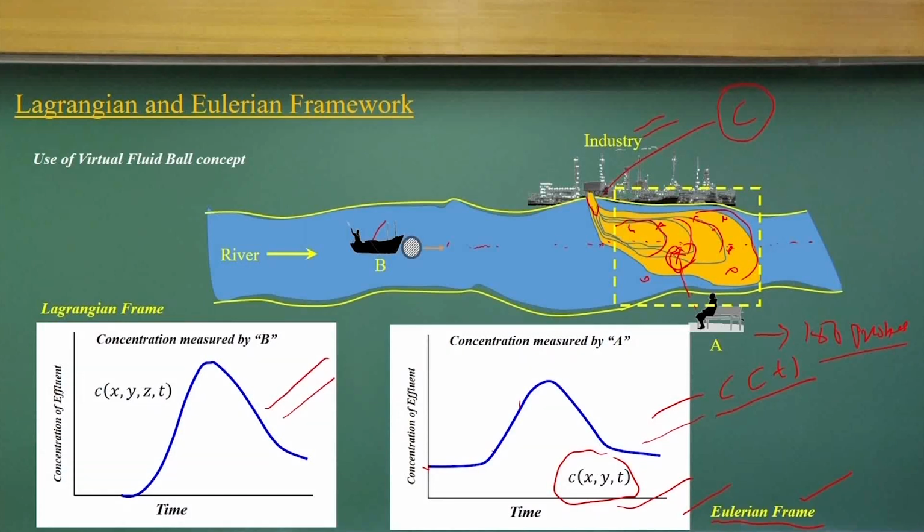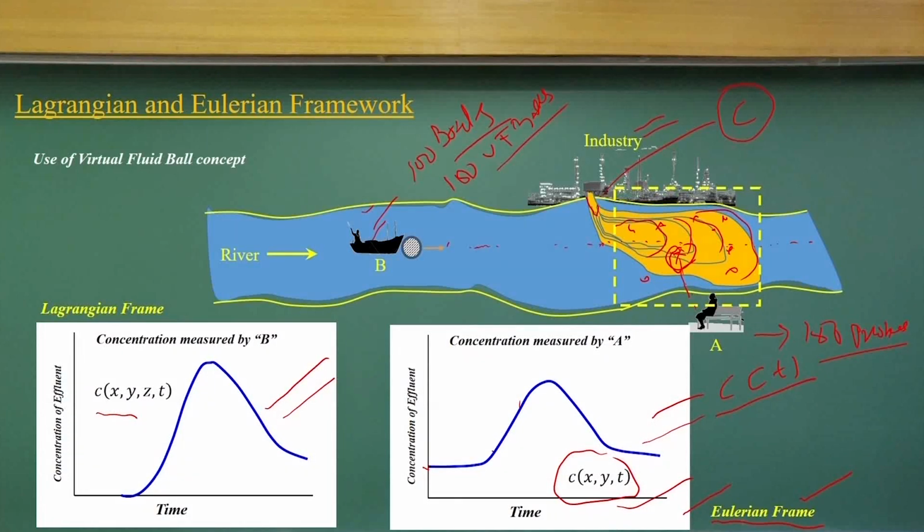So, if you have not a single boat but 100 boats, or you have 100 virtual fluid balls, then you can visualize how the C varies with respect to position and time.